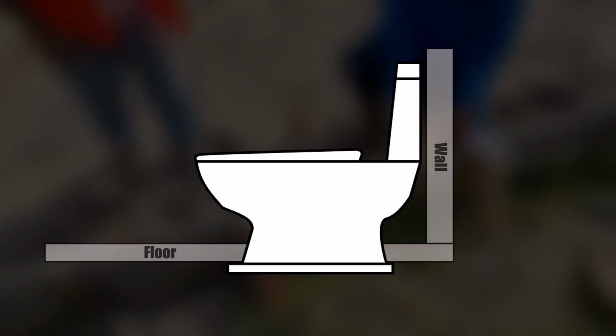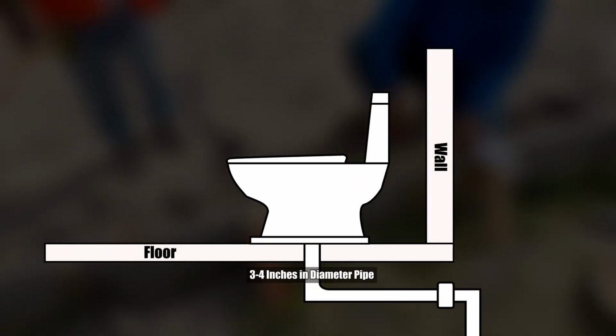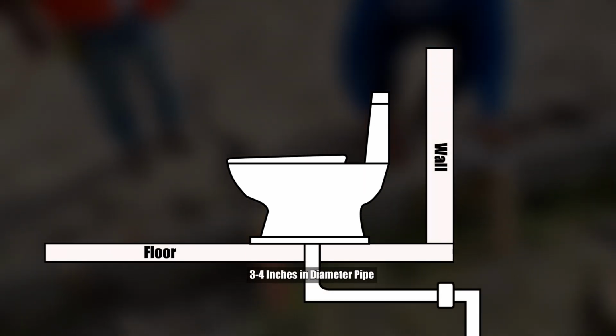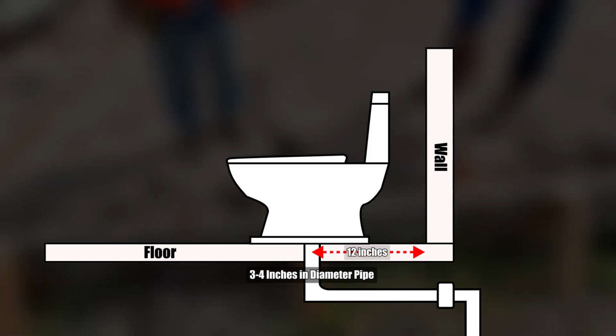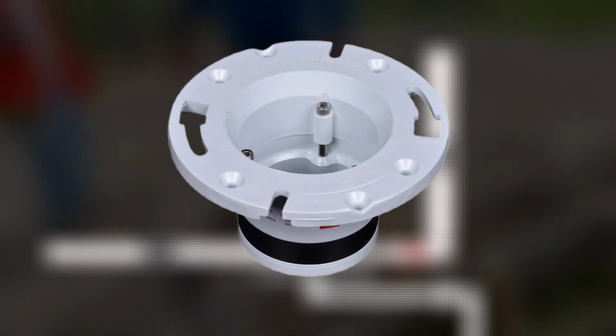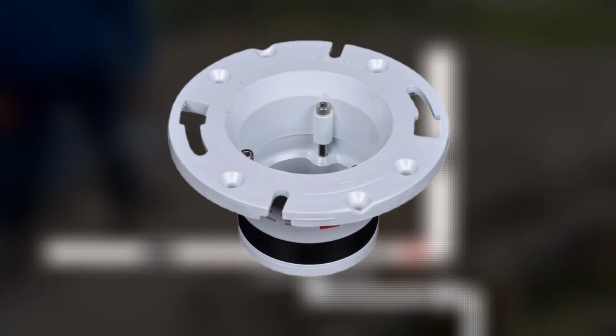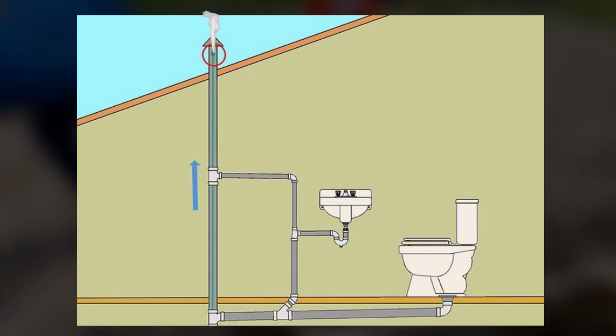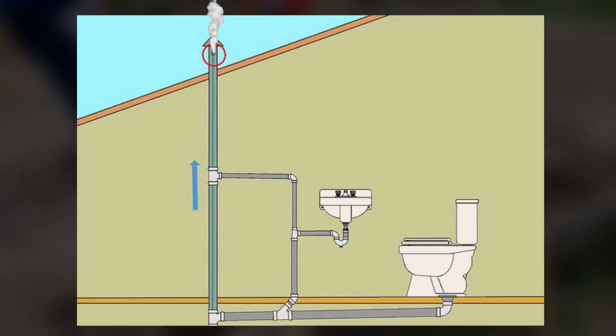The toilet requires a larger drain pipe, either 3 or 4 inches in diameter. This pipe is positioned exactly 12 inches from the finished wall. Before the toilet is installed, a closet flange is secured to the drain pipe to hold it in place. A proper venting system is crucial for smooth drainage and preventing airlocks.